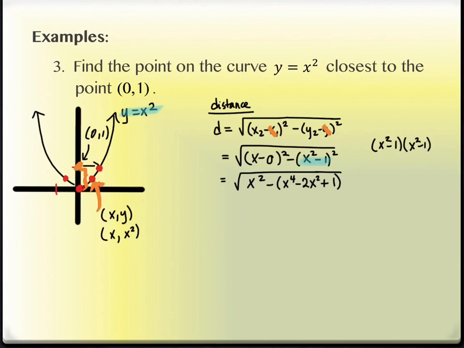And then I can distribute my negative through. So I have x squared minus x to the 4th plus 2x squared minus 1. Still working algebra here to clean things up. I have negative x to the 4th, positive 3x squared, and minus 1.